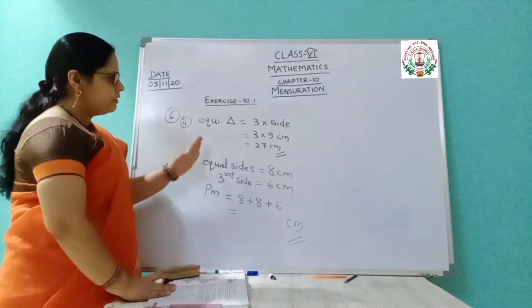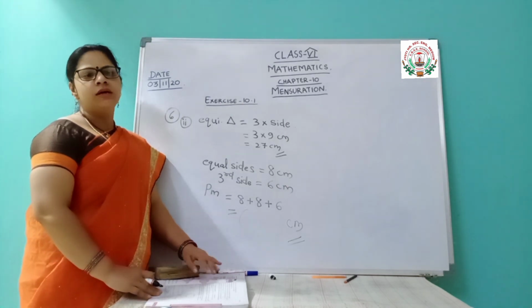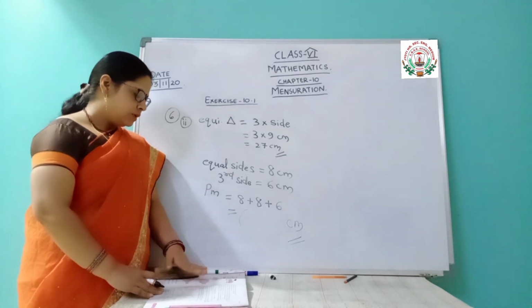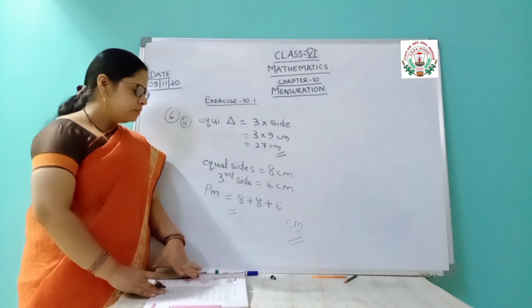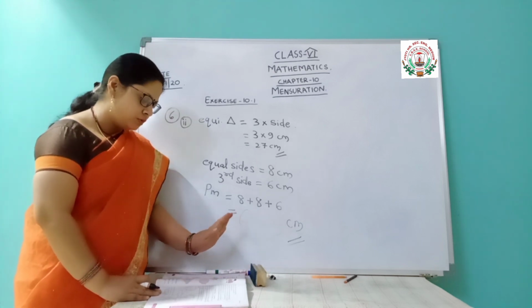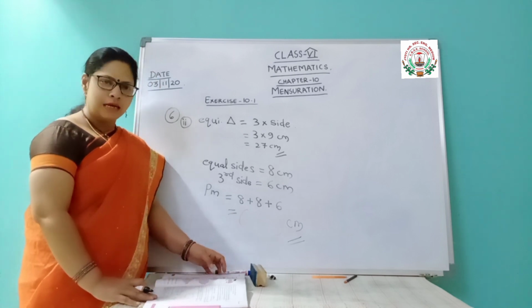So this way you have to learn the formula for the regular figure, and for the irregular figure you have to just do the sum of all the sides. So in this way we have completed up to question number 6. So learn the formula, and addition everyone knows how to do. So up to question number 6 we have done. The rest we will see in the next class.